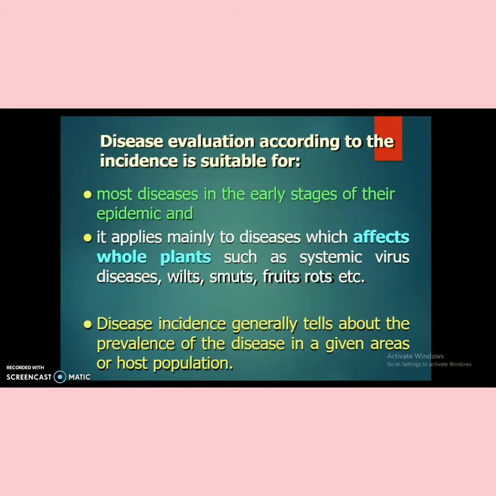We go for disease incidence calculation when the whole plant is affected, like in systemic diseases. Examples are systemic diseases such as viruses, wilts, smuts, and fruit rots. When the whole plant is affected, we calculate disease incidence. That is, disease incidence is equal to the number of diseased plants divided by the total number of plants assessed, into 100.